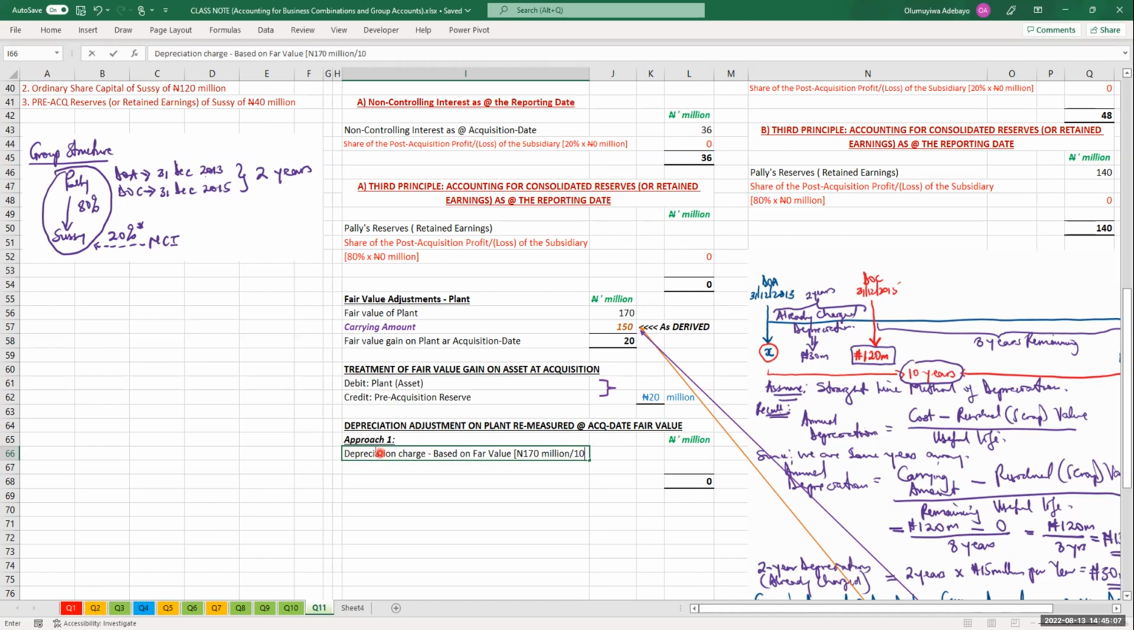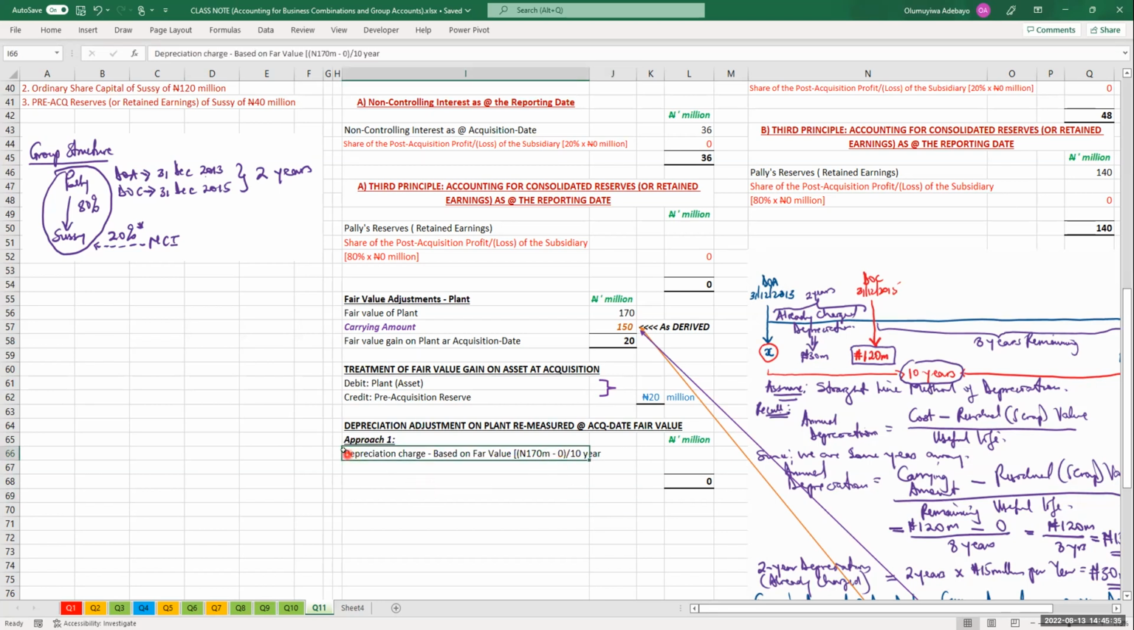And remember that there's no residual value, which means let me just shorten it so that I can put the residual value there in case you have residual value. 170 million minus 0 will give us the fair value amount. And we have to do that over 10 years. And that would have given me 17 million per year.